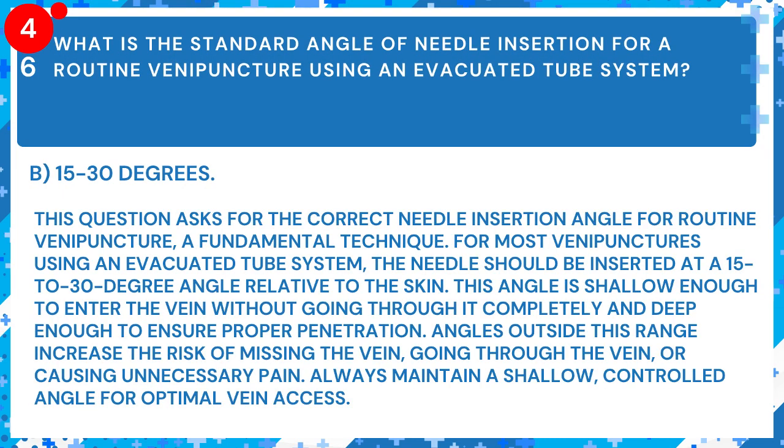Answer: B. 15 to 30 degrees. Explanation: this question asks for the correct needle insertion angle for routine venipuncture, a fundamental technique. For most venipunctures using an evacuated tube system, the needle should be inserted at a 15 to 30 degree angle relative to the skin. This angle is shallow enough to enter the vein without going through it completely and deep enough to ensure proper penetration.